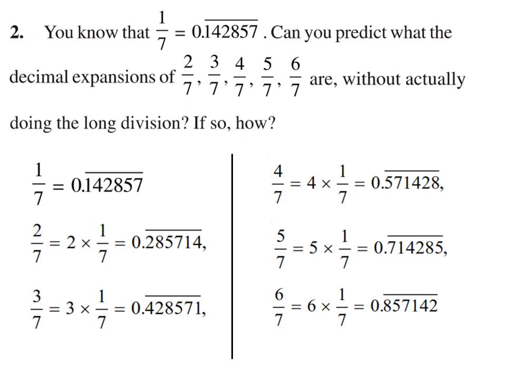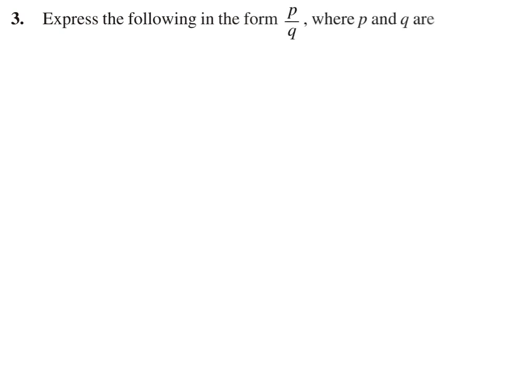Now moving towards the next question. The third question is: express the following in the form of P by Q, where P and Q are integers and Q is not equal to 0. Now we have the decimal expansion and we have to convert it into P by Q form. We showed an example in the previous video, so we just have to follow the process. My first question is to represent 0.6 bar in P by Q form.